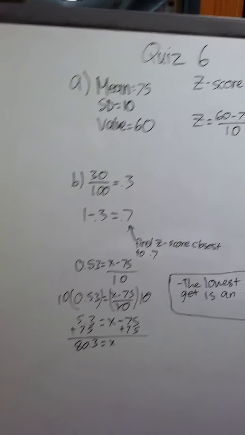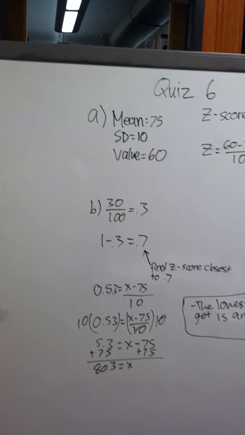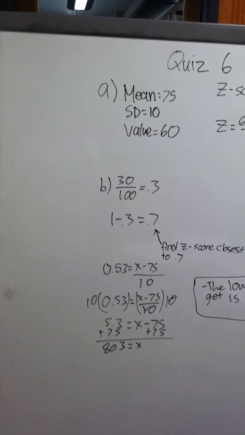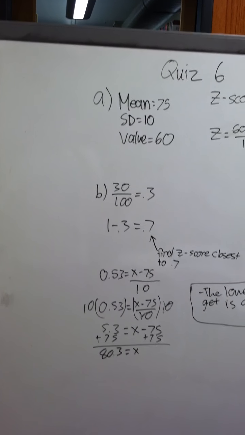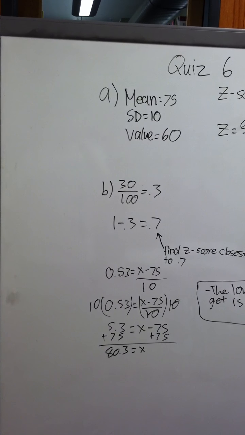For part B, it's asking: Professor Mosby only gives A's to the top 30% of all final exam scores. If Lily really wants an A on the final, what is the lowest score that she can get to achieve her goal?